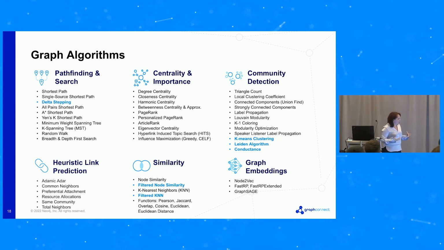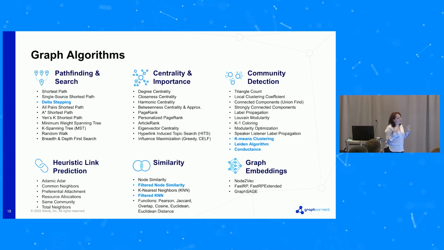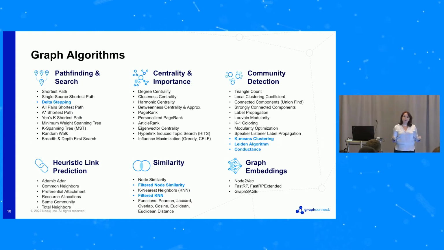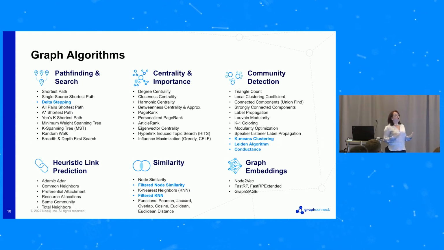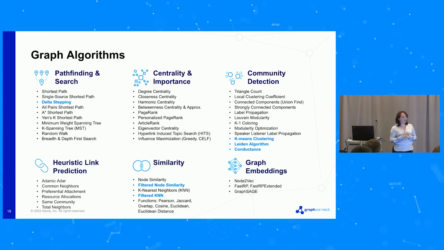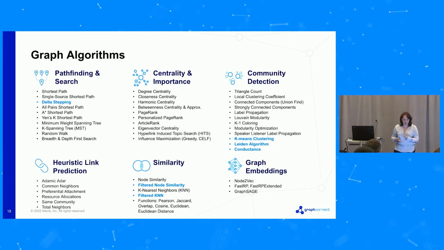We have the similarity algorithms, which often people get very excited about because they make a lot of sense. They're easy to understand. I want to understand which nodes in my graph are similar to each other based on the topology of my graph. In our latest release, we've added the ability to filter based on source and target nodes, which makes your ability to do similarity much more fine-grained.